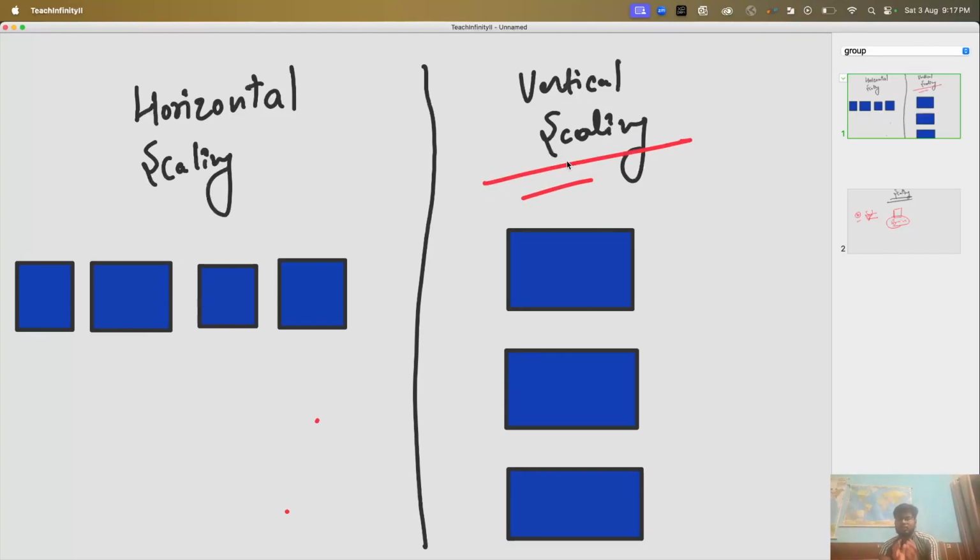Vertical scaling means, suppose you have a system, a service, which has around 1 GB of RAM and around 8 GB of SSD. This particular service is responsible for handling all the requests that are coming to your e-commerce website. Suppose a large number of requests are coming to your website. Now how can you scale this particular service? One way is vertical scaling.